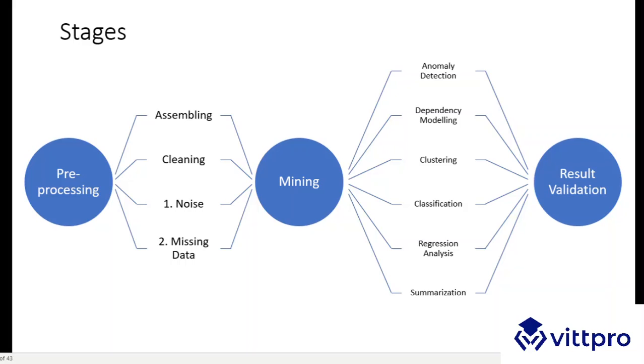So that is the different stages. So you have a result validation. These are three stages in data mining. First stage is pre-processing. Second stage is the mining. Third stage is the result validation. So we are going to look at each of them one by one.